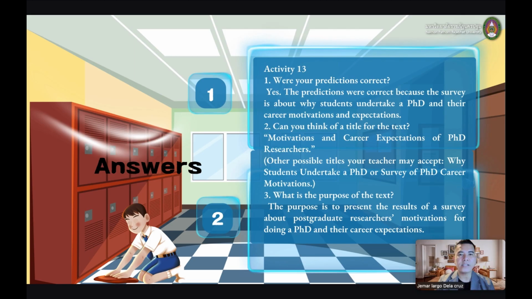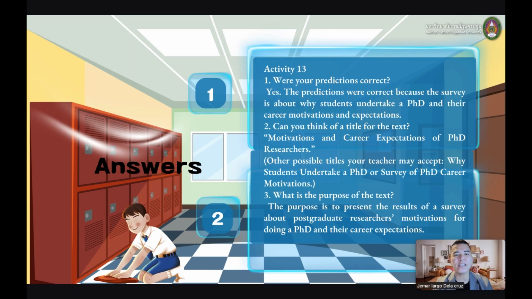For activity 13, were your predictions correct? Yes, the predictions were correct because the survey is about the students who undertake a PhD and their career motivation and expectation, as you can see in the line graph or the bar graph a while ago. Did you see that one? The highest is pursuing, right? So it can be predictable because you can see that the highest number is 319, right?